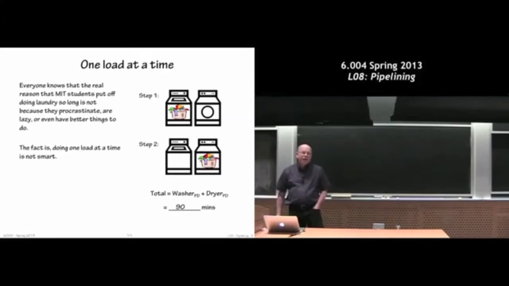Your friends are going to find you weird. What is the propagation delay of the dryer? Anyone know? It's a propagation delay. So this is a measure of how long it takes to do the processing. It takes about 90 minutes.